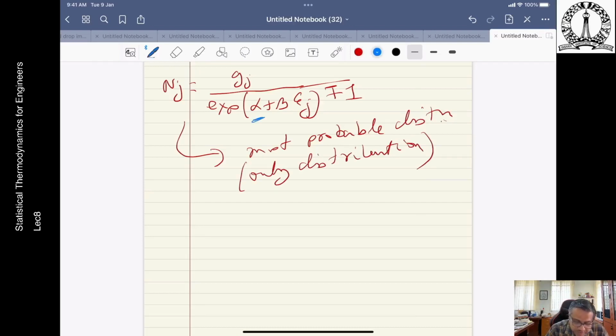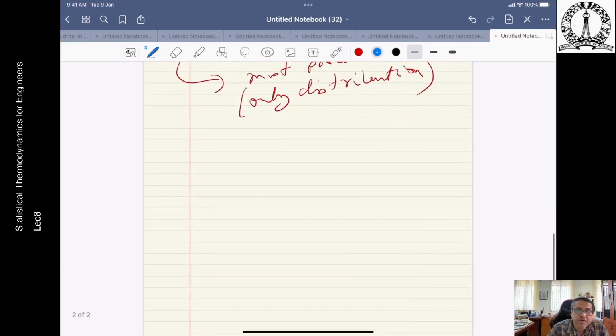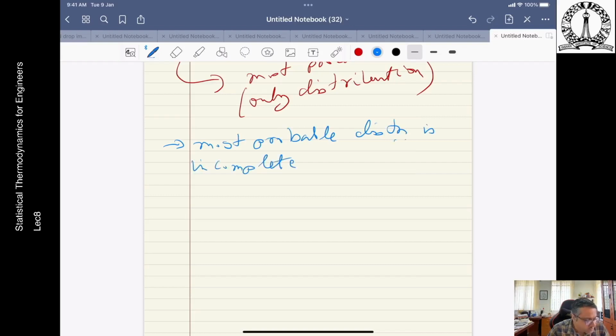One was this alpha and beta. These two Lagrange multipliers were actually unknown. They are not known at all. So we decided how to get around it. So the most probable distribution is incomplete, as alpha and beta are unknown. So let us now do a simple thing, because we have to find this in some way.